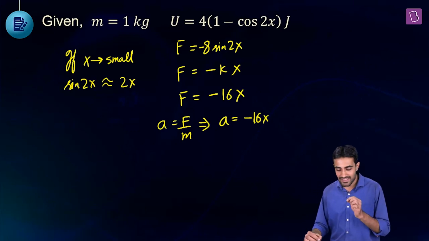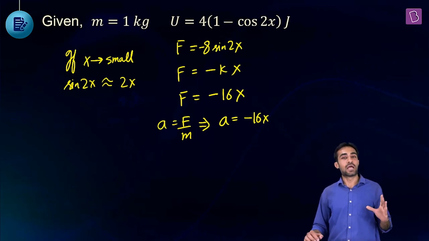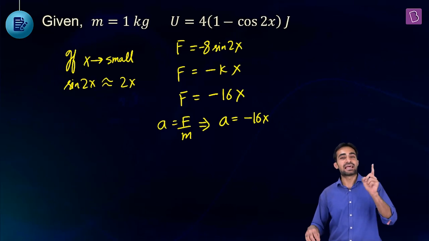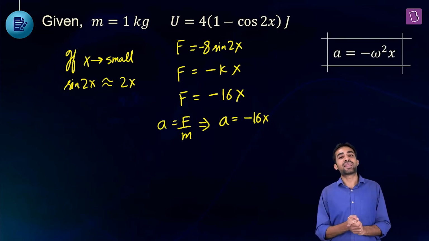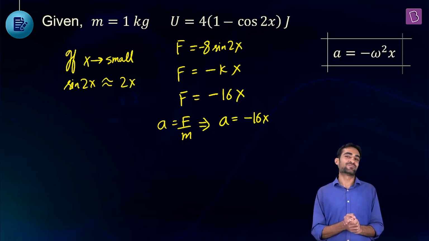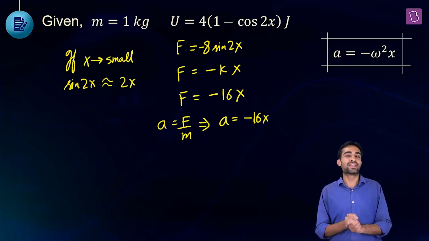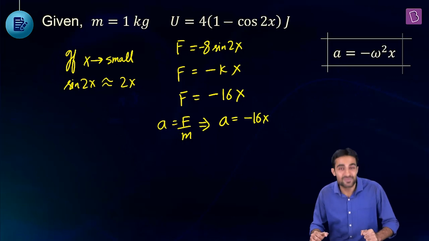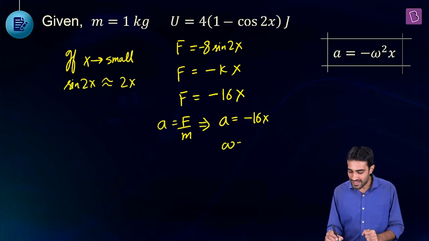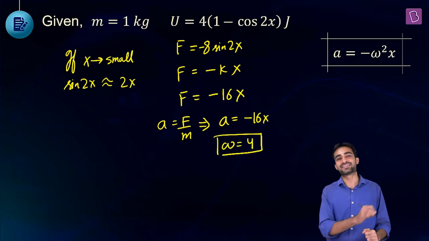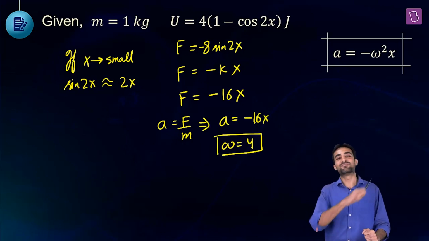Acceleration is minus 16x. Now, the standard equation of acceleration in SHM is a is equal to minus omega square x. Remember? Now, what is omega? Can you tell me what is omega? Yes, we can. Omega is nothing but under root 16, which is 4. Very nice.